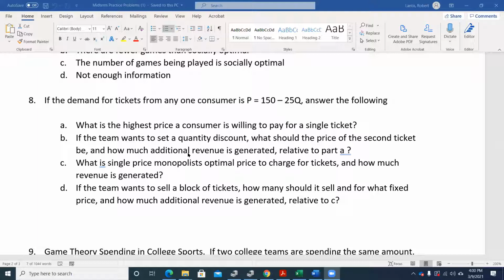So let's say I've got this consumer, the individual representative consumer, has a demand curve that's equal to 150 minus 25Q. Answer the following question. What's the highest price a consumer is willing to pay for a single ticket? If this is the representative consumer, what's the price they'd be willing to pay for that first ticket?